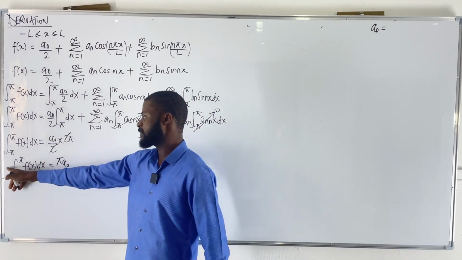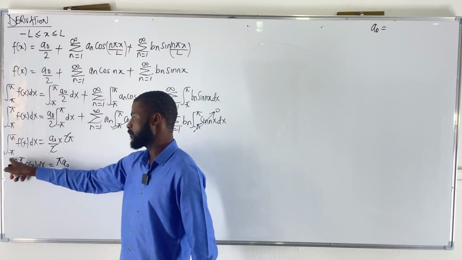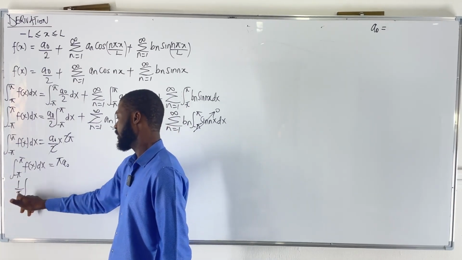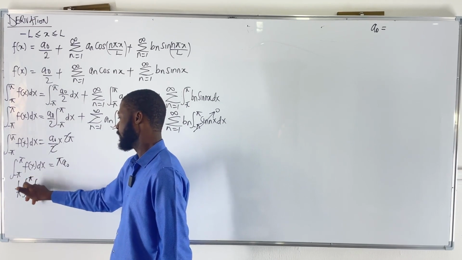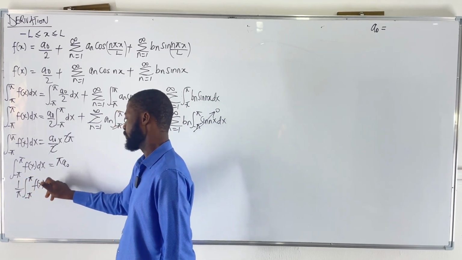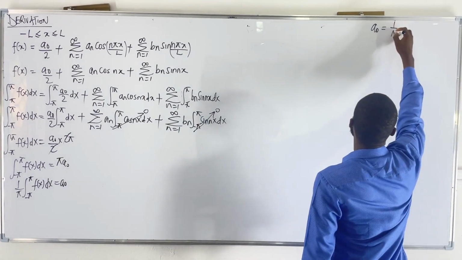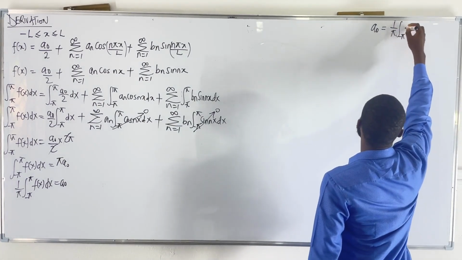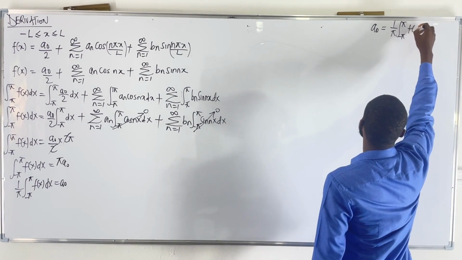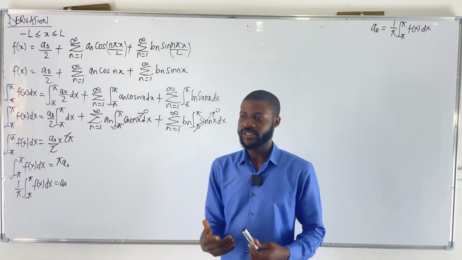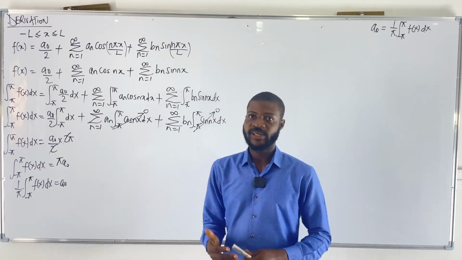Dividing both sides by pi, when you say over pi, just put 1 over pi here. So this is 1 over pi. Then we have 1 over pi times the integral from minus pi to pi of f of x dx equal to a naught. So that's your a naught. A naught is 1 over pi integral from minus pi to pi of f of x dx. That is a naught. So that's much easier for us to find.